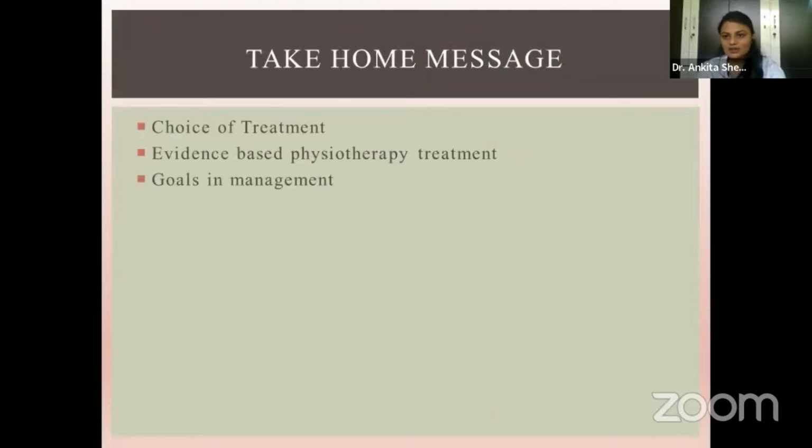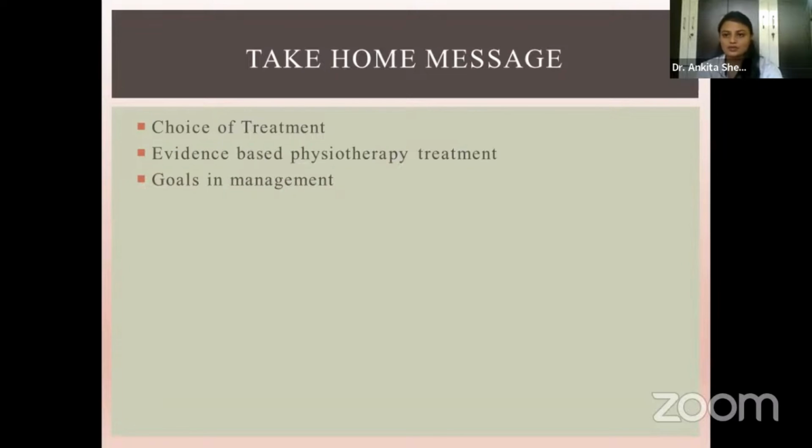So that's how we come to an end of this lecture. I would like to summarize the whole topic in these three take-home messages. First one being choice of treatment. Choice of treatment is always with respect to individual signs and symptoms, severity of the stenosis, and prognosis. Then you should decide whether the patient should fall under physiotherapy treatment or surgical.